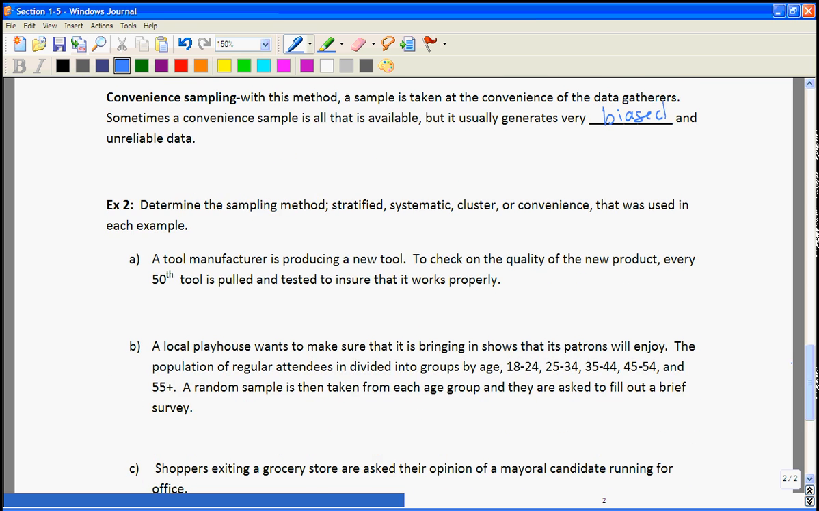So probably those tools that are coming off of that production line are pretty much all the same length, same height, same materials, but we're just making sure that there's no defect. So we're pulling every 50th, or it could be every 100th or every 1,000th product. So this is going to be systematic.